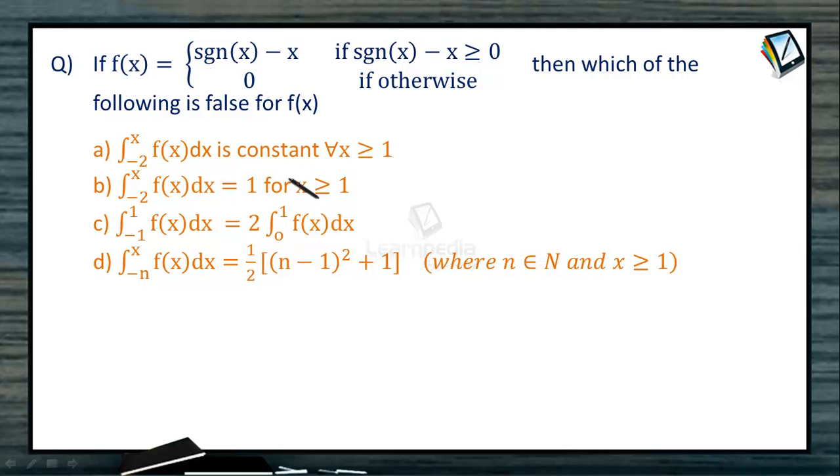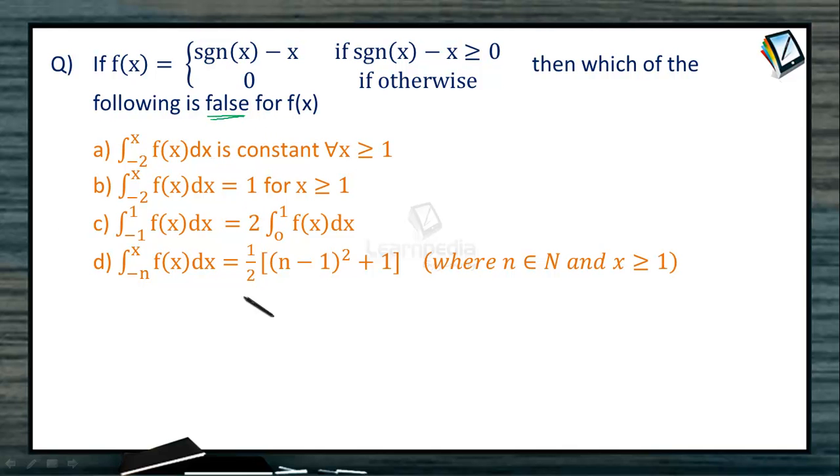Here is an interesting function. f of x is signum function of x minus x if that value, signum function of x minus x, is a positive number, and it is 0 otherwise. Then four different statements regarding f of x are given and we need to identify which of them is false.